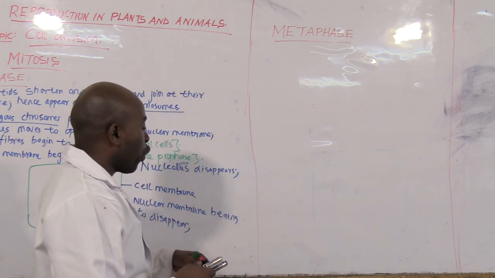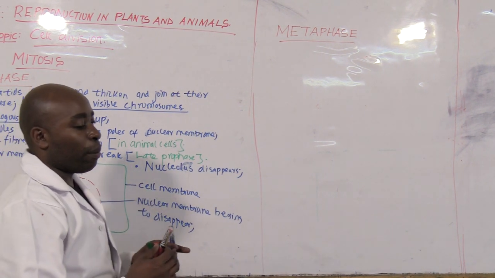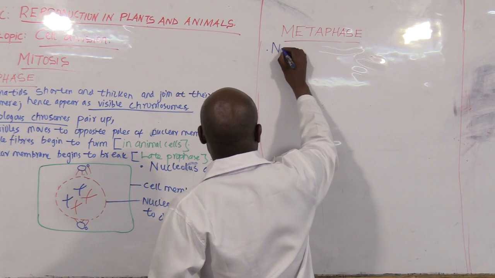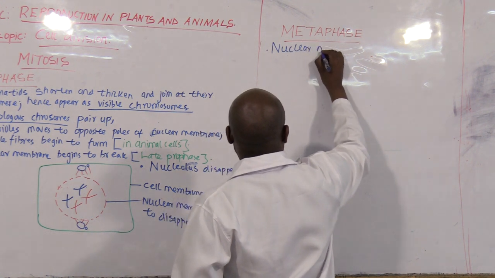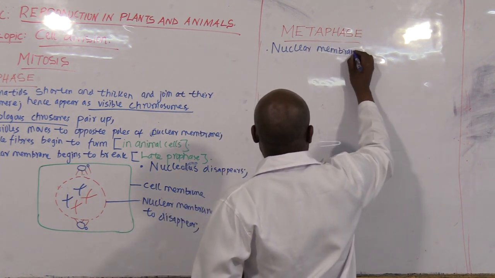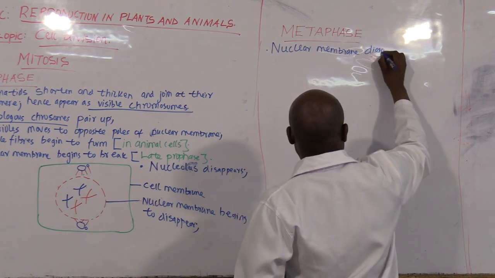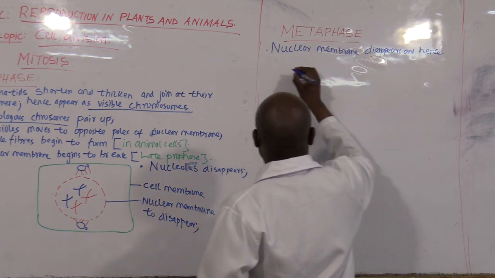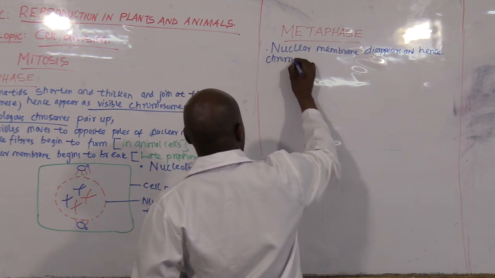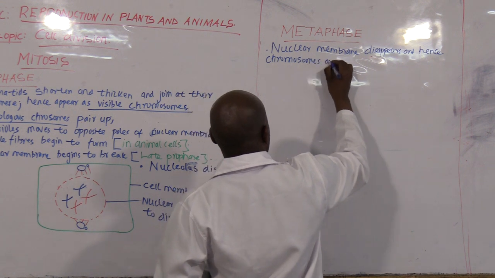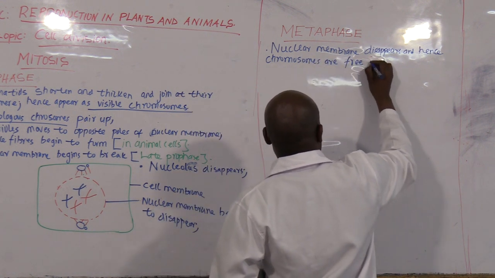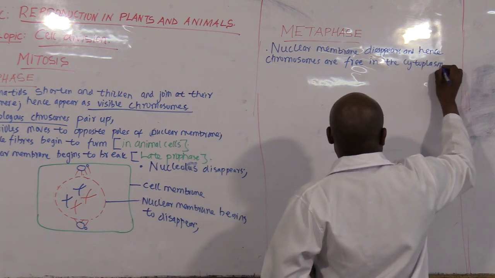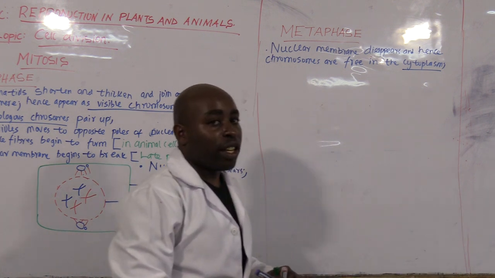So the nuclear membrane now, which began to disappear during the late prophase, will disappear completely. The nuclear membrane disappears, and hence, chromosomes are free in the cytoplasm. So chromosomes will be free to move within the cytoplasm.